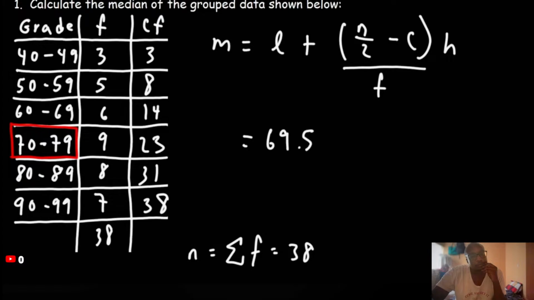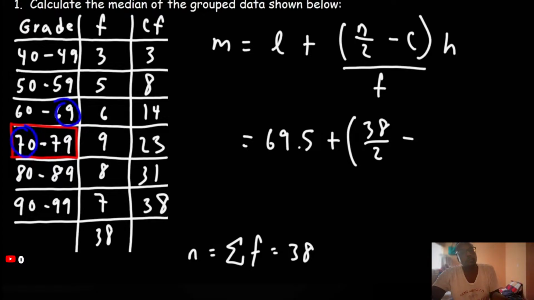So that's the lower boundary of the median class, 69.5. Now we know n is 38. C is the cumulative frequency of the preceding class. So the class that precedes the median class, below 70, is 69. So in blue, this is the preceding class. 80 to 89 is the succeeding class. So the cumulative frequency of the preceding class will be 14. So that's our C value.